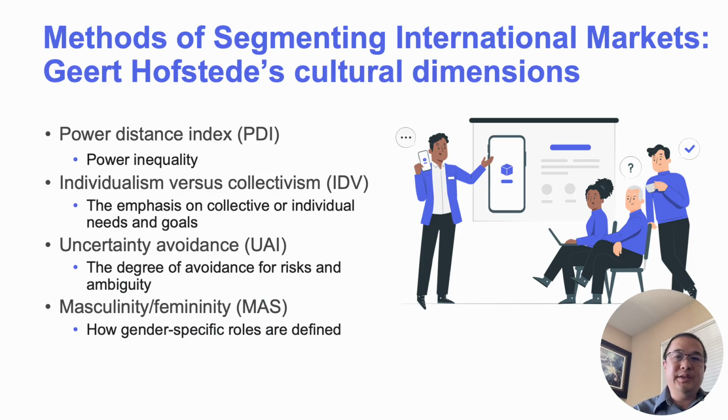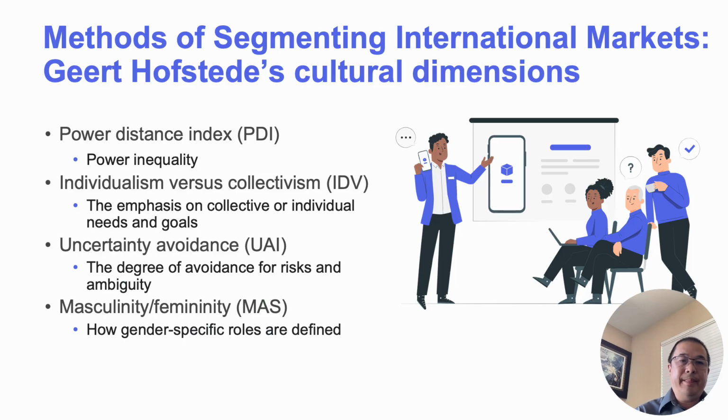Number three, uncertainty avoidance. This measures how comfortable people are with uncertainty, risk, and ambiguity. This is the degree of avoidance for risk and ambiguity. So with high UAI, people prefer rules, planning, stability, and security. Examples include Japan, Greece, and Portugal.